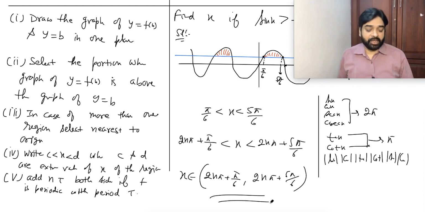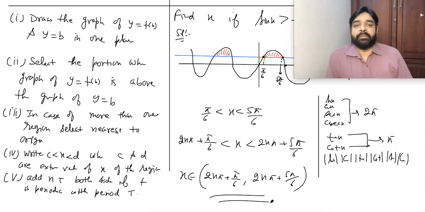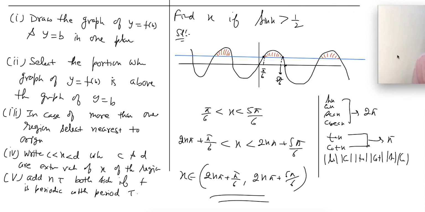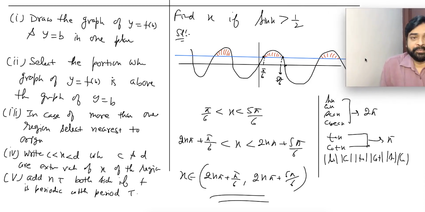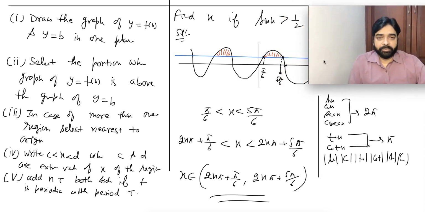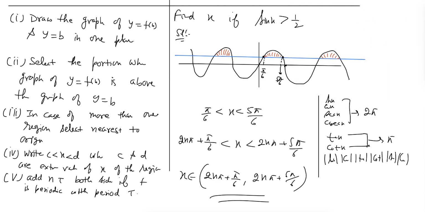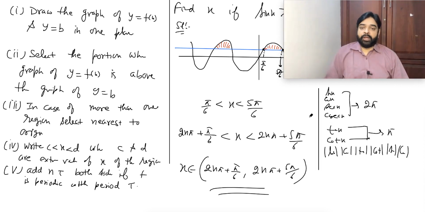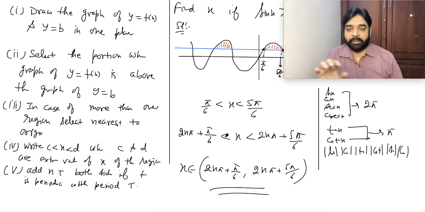This is called the general solution. Any periodic function, equation or inequality always has a general solution. And this is what the general solution is. Is this clear to everybody? Please write this down. And anywhere you have a doubt, please ask me. Now next, let's see some more examples on this.